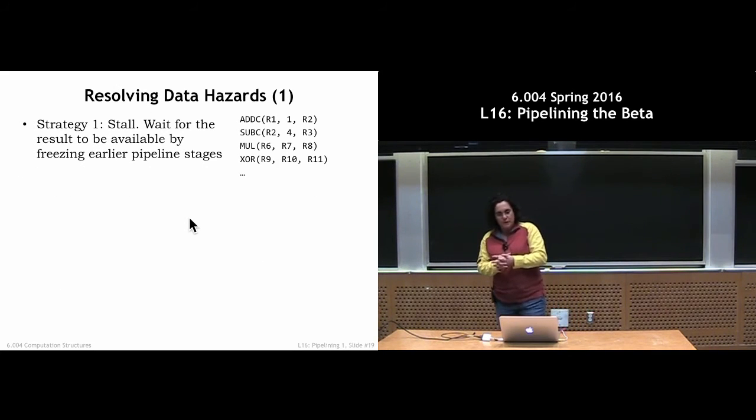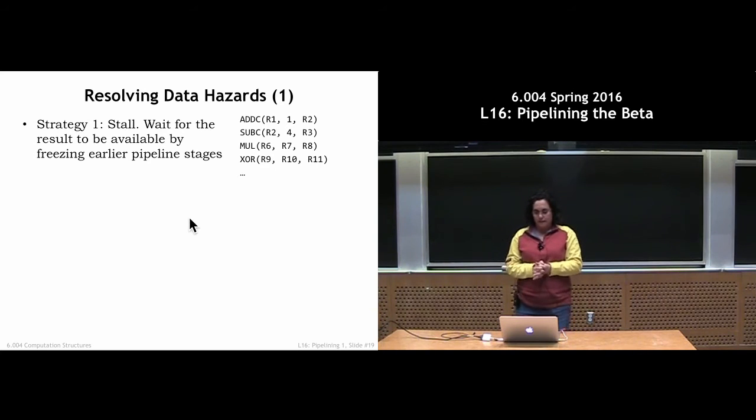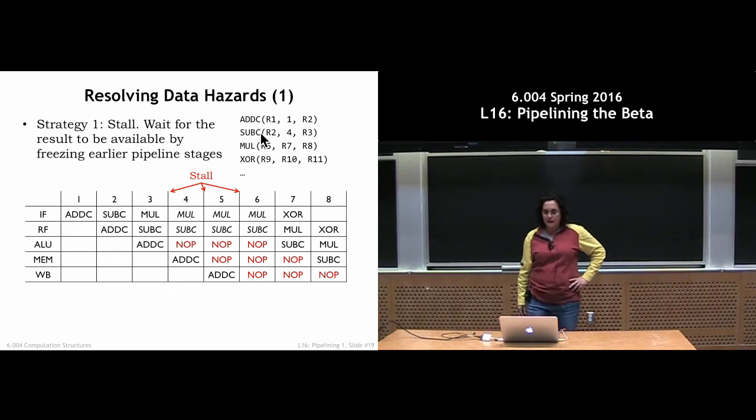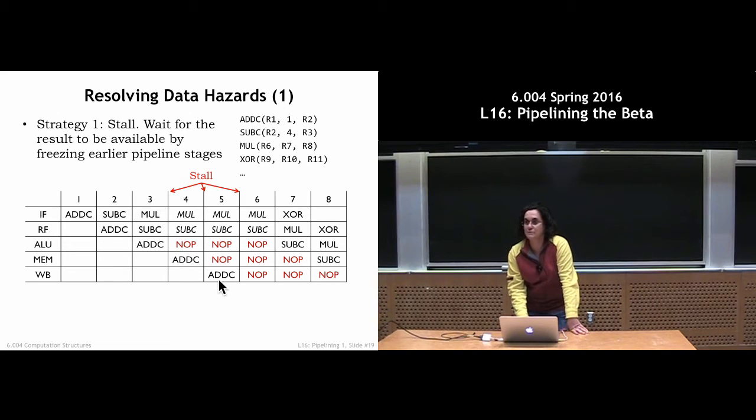Okay, so we're going to start with strategy 1, which is stalling. We have the same sequence of instructions here, where we have the data hazard between the add C and the sub C instruction. The way our pipeline is going to look is that when the sub C instruction enters its RF stage, meaning it now wants to read the value of R2, you need a way of detecting that another instruction further down in my pipeline is ultimately going to write to R2, and so I have a data hazard.